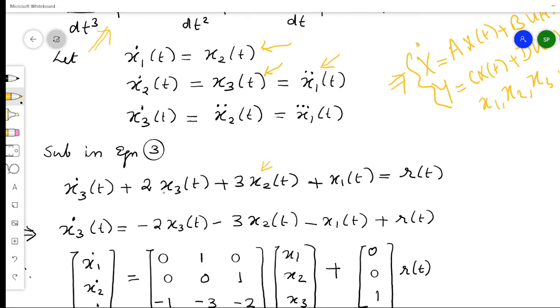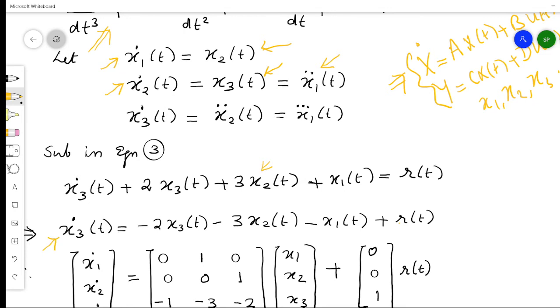Now we can see that except this x3 dot t, the remaining are all in state variables, right? x1, x2, x3. So we can write an expression for x3 dot in terms of state variables x1, x2, x3. We bring all this to the right hand side. So we can write x3 dot t is equal to minus 2x3 minus 3x2 minus x1 plus r of t. We have got all these variables to the right hand side. Now we have three equations. x1 dot we have here, x2 dot we have here, and x3 dot also we got it.